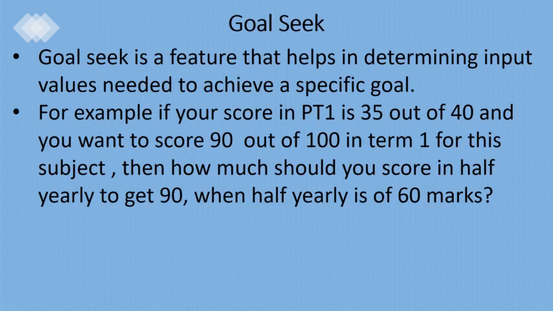Now you want that the total marks in that subject you are able to score is 90. Now 35 you have already scored, so how much do you score from 60 to make it 90? That is the goal seek, that is the goal that you want to achieve. So this is the feature of goal seek also, that it determines what should be the value to attain this goal. Now let's understand it with the activity, how it is done in Excel.